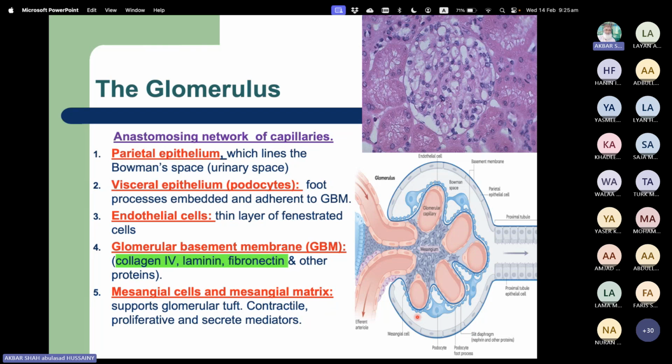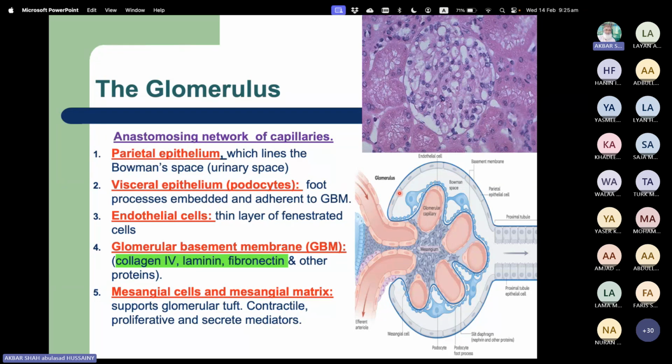Coming to the histology, this glomerulus, again, the last case, most of the students, mashallah, they presented all these kidney structures, etc. Here you can see that it is an anastomosing network of capillaries. Histologically, it's difficult to identify, so we make diagrams and explain to the students.